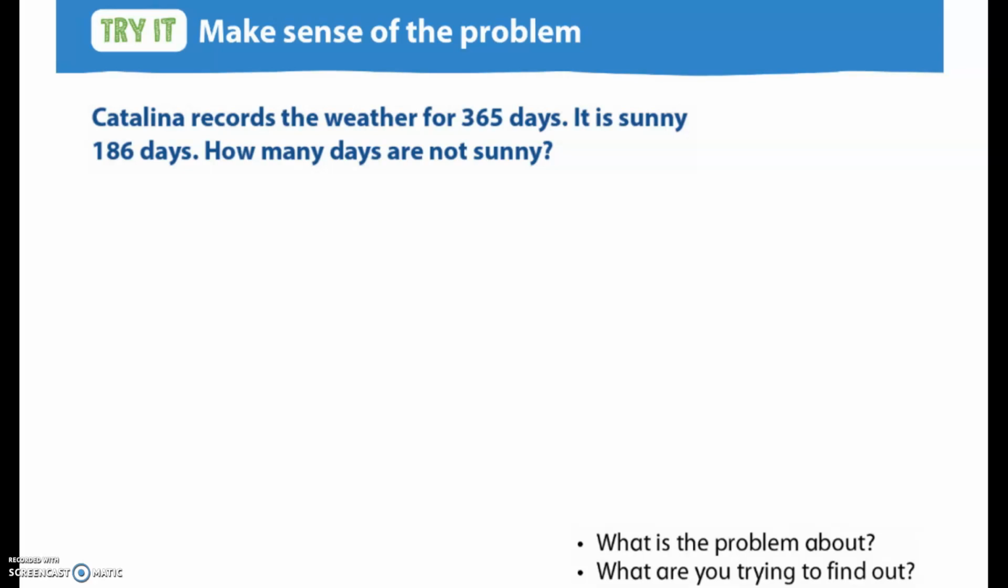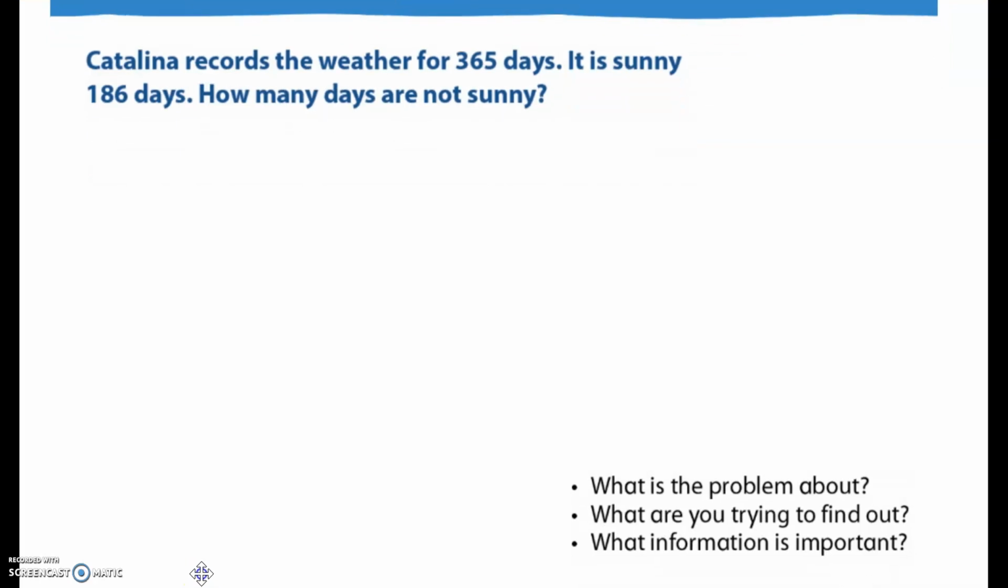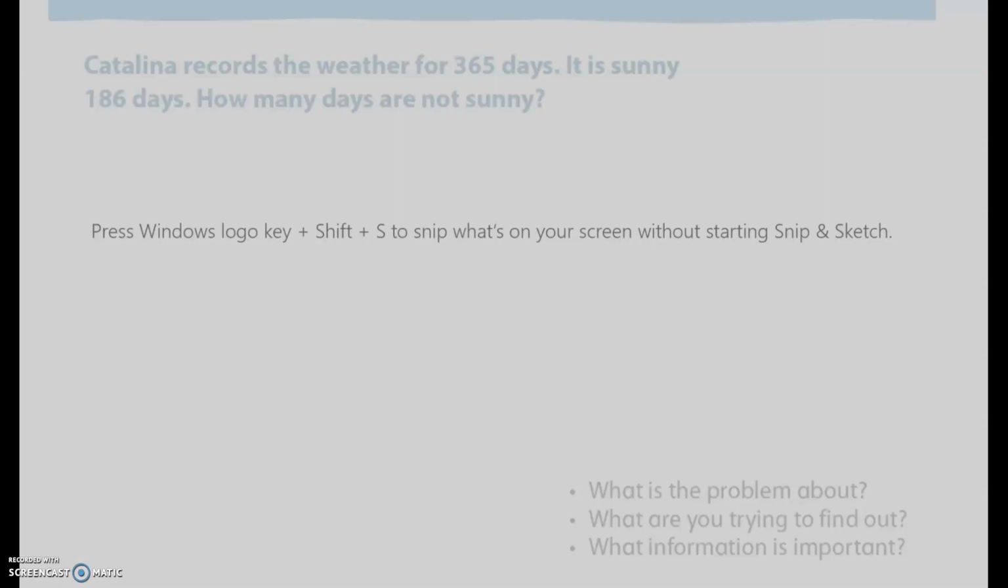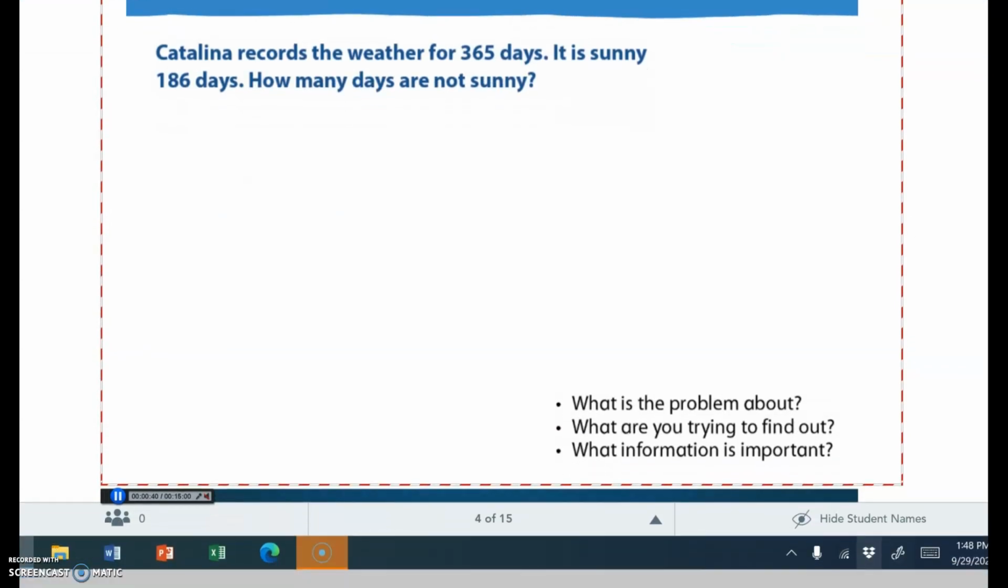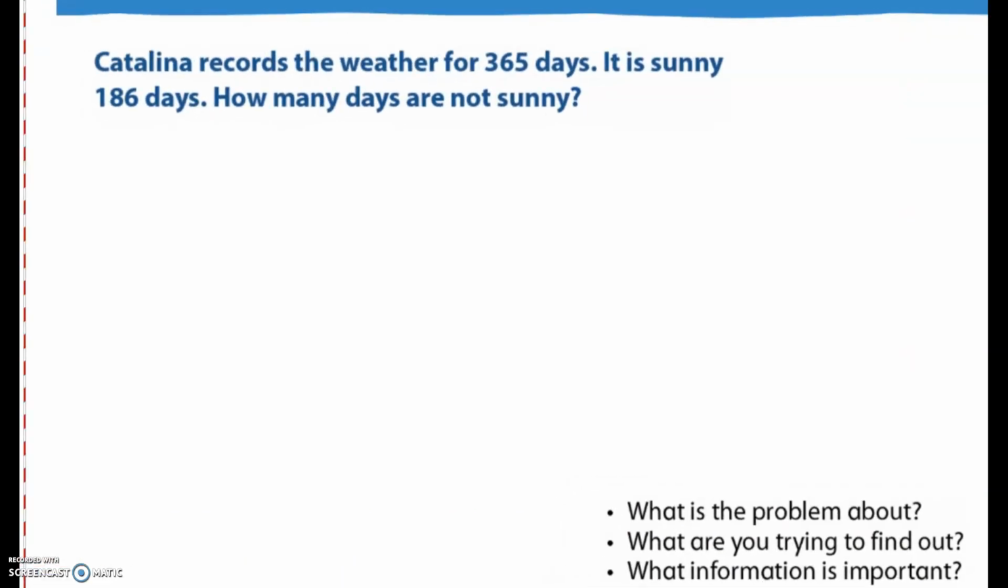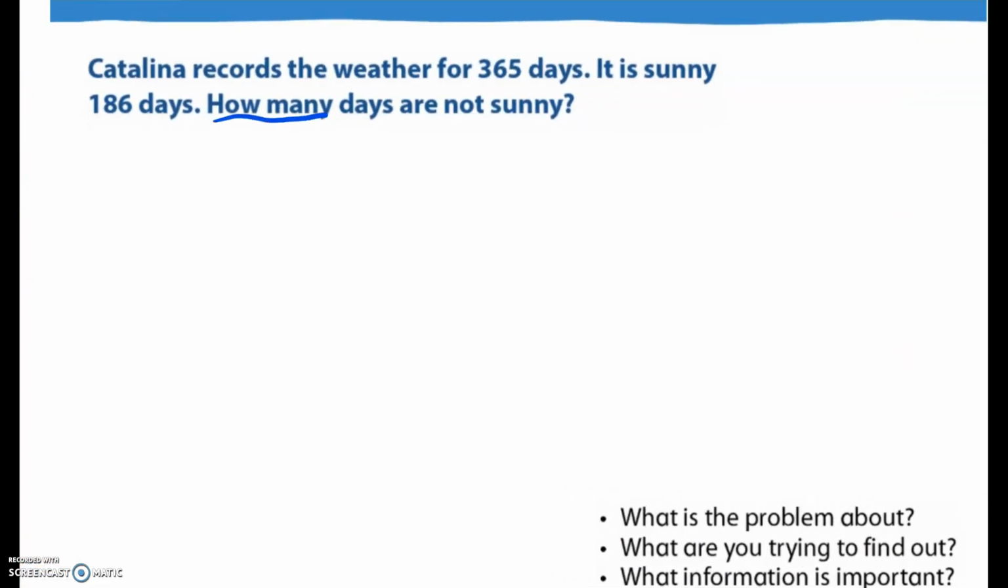And so the first thing we want to find out is what it's about. So it's about the weather. What are we trying to find out? Well, we're trying to find out how many days are not sunny. Sorry, I'm going to enable this so I can write on it. So we're trying to figure out how many days are not sunny. So I'm going to underline that, and I'm going to circle this not because that's important. How many days are not sunny?